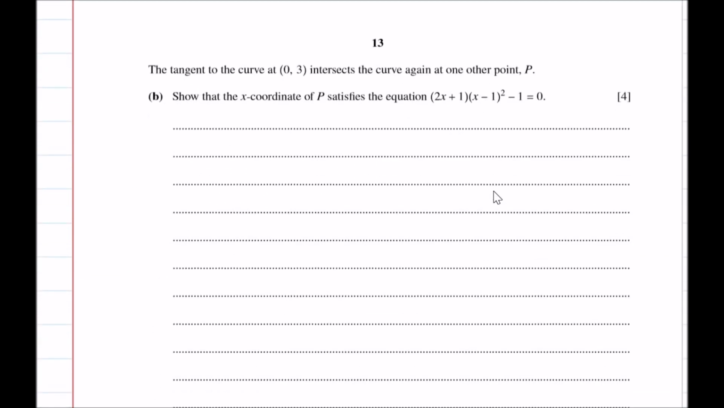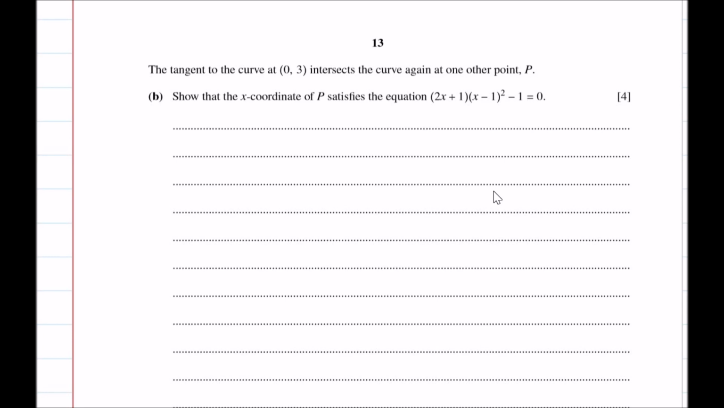The tangent to the curve at (0, 3) intersects the curve again at the other point P. Show that the x coordinate of P satisfies the equation (2x plus 1) times (x minus 1) whole square minus 1 equals 0. As we have f dash x, we can find f dash 0, that will give us the gradient of the tangent.